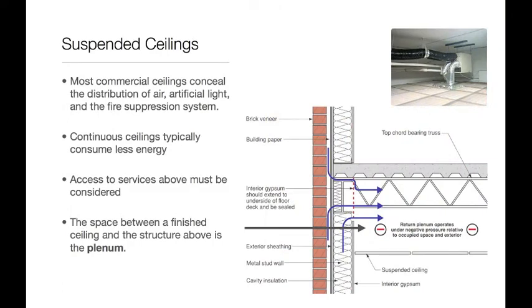Most commercial ceilings conceal the distribution of air, artificial light, and the fire suppression system. Continuous ceilings typically consume less energy, and access to surfaces above must be considered. The space between a finished ceiling and the structure above is the plenum.